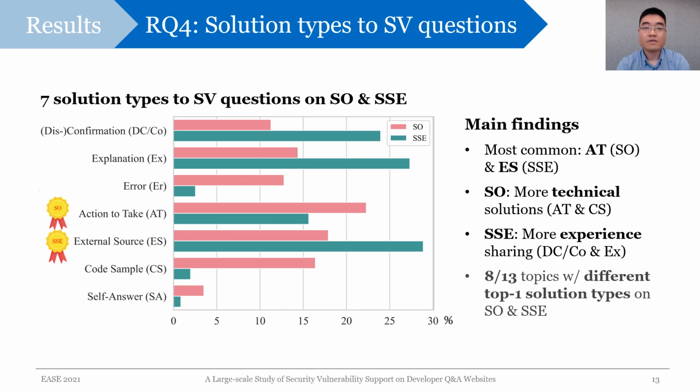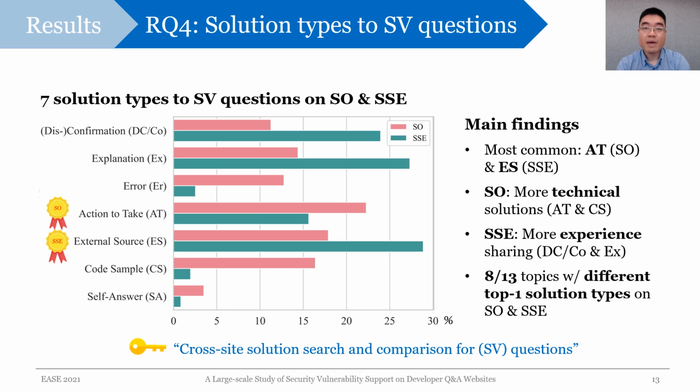Finally, we found that 8 out of 13 topics have different top solutions between the two sites. These findings suggest that each site may provide different solution types to the same question. Hence, future work can develop techniques to search for solution types across sites to provide more options to the users depending on their needs.